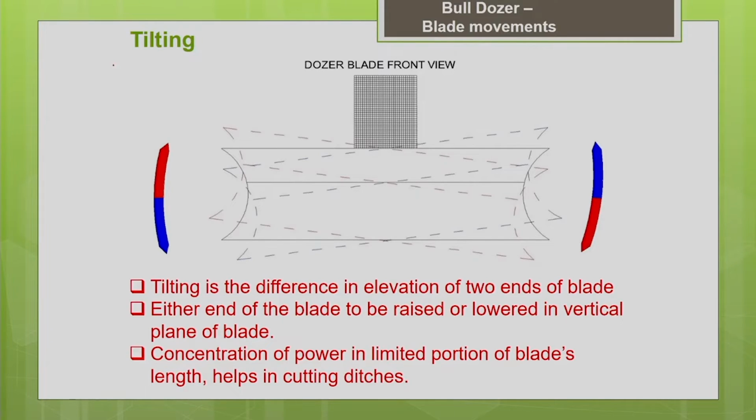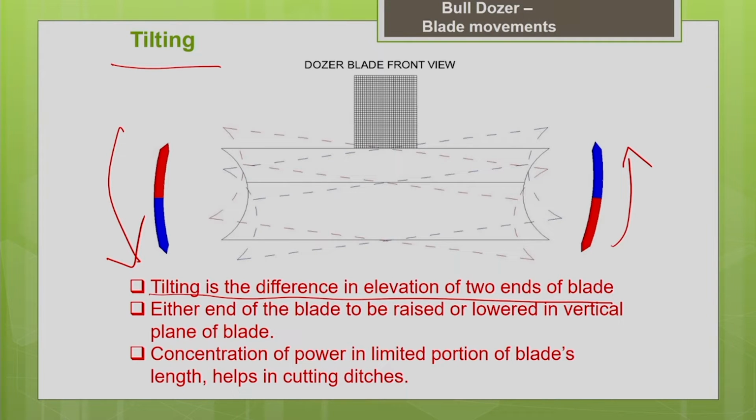Now coming to tilting. Tilting is the next type of movement. Basically, this is a movement in the vertical plane. You can raise one end of the blade and lower the other end. So tilting is a difference in the elevation of the two ends of the blade. It is a movement in the vertical plane.